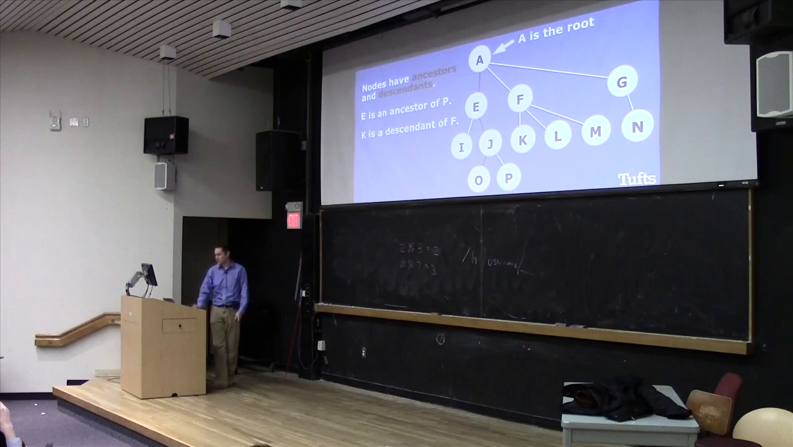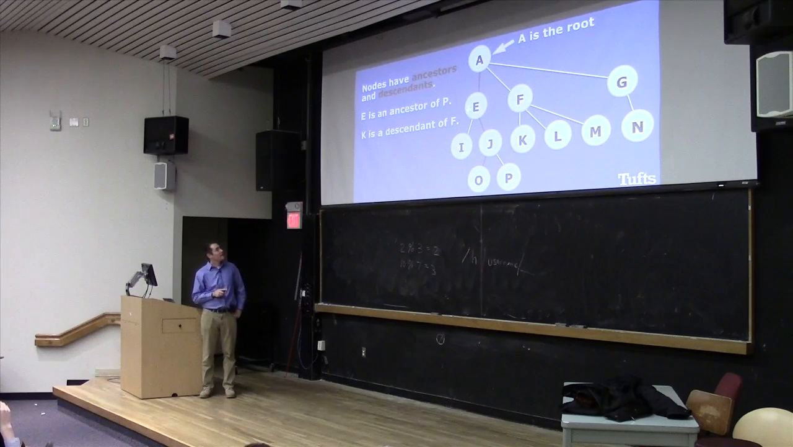All right, we can talk about ancestors and descendants. Let's go back to the family tree model for a minute. E is an ancestor of P because it comes before it in the tree. K is a descendant of F. O is also a descendant of E. P is a descendant of E, etc. Everybody is a descendant of the root, except the root itself. Good?